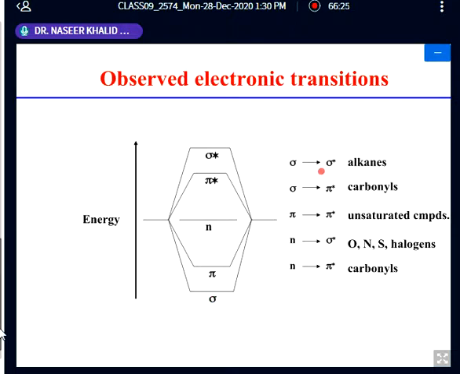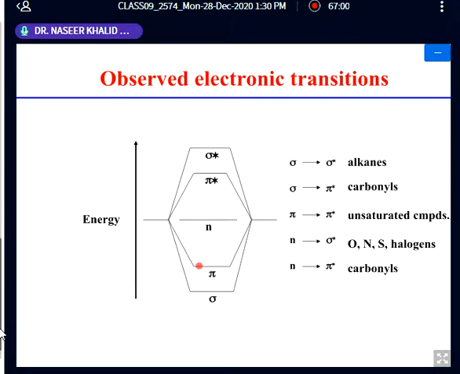So what is sigma to sigma star present in? Alkanes, saturated compounds: methane, ethane, propane, nonane, decane, and so on. All of them have single bonds. The electrons jump from sigma to sigma star because the bonding, the equal sharing between carbon and hydrogen, is a covalent bond called a sigma bond.